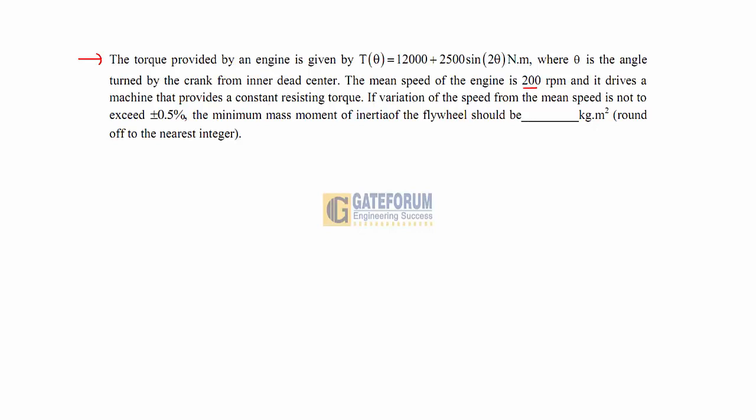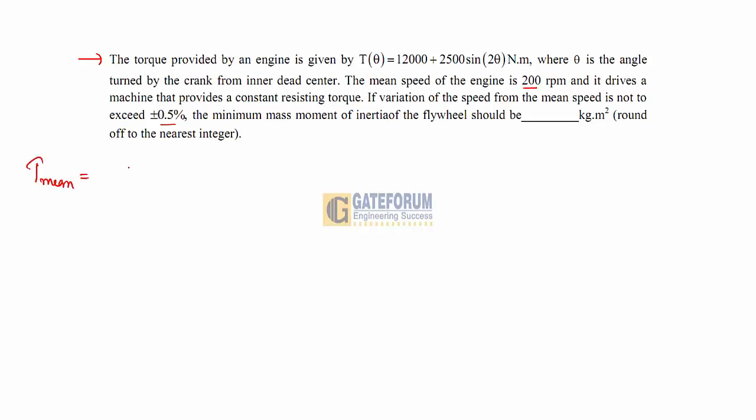If the variation of speed from the mean speed is not to exceed plus or minus 0.5%, the minimum mass moment of inertia of the flywheel is dash. Right, so here we need to calculate the mean torque.